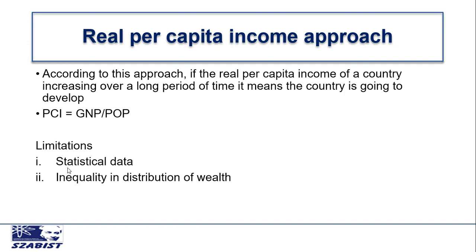The first one is similar to the previous, that is statistical data, that people do not show their actual income. They do this because they are not willing to show their actual income in order to avoid tax. So if we don't have accurate data, how can we measure the per capita income? And the second one is inequality in distribution of wealth.